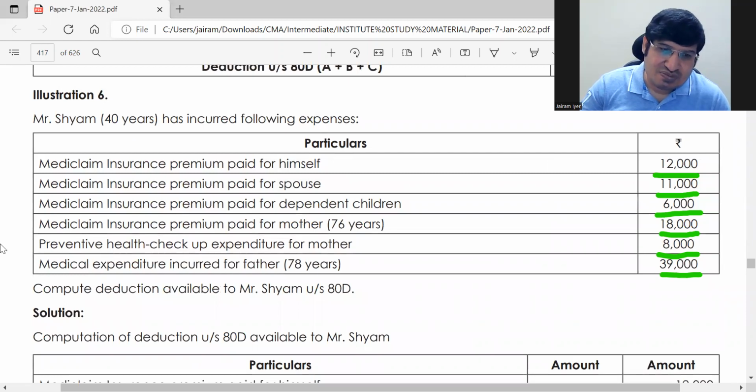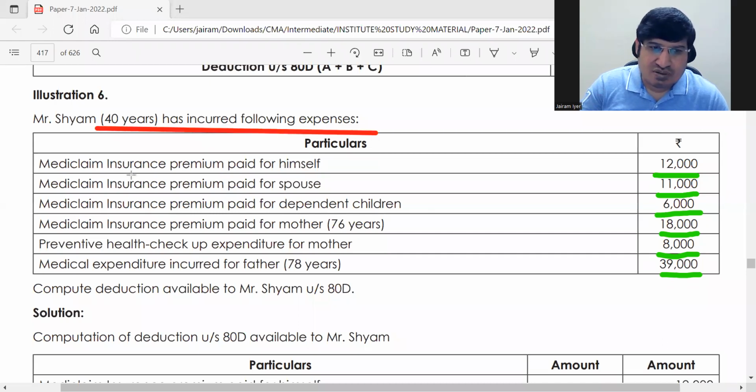So next is this one, Mr. Sham, 40 years. Okay. Here, mediclaim for himself, spouse mediclaim, dependent children mediclaim. Okay. First three straight away. Here itself, if you total these three, it will be 12 plus 11, 23 plus 6, 29. Okay, 29,000.